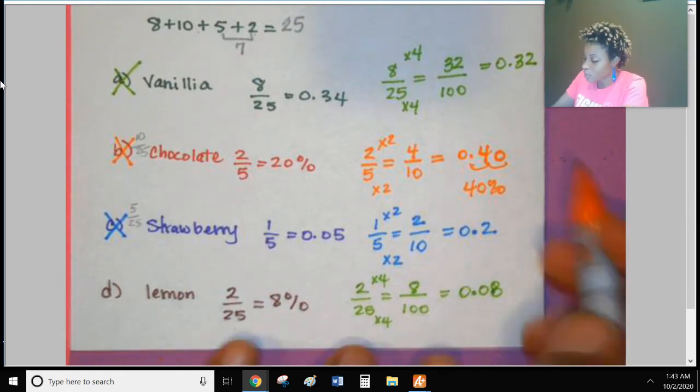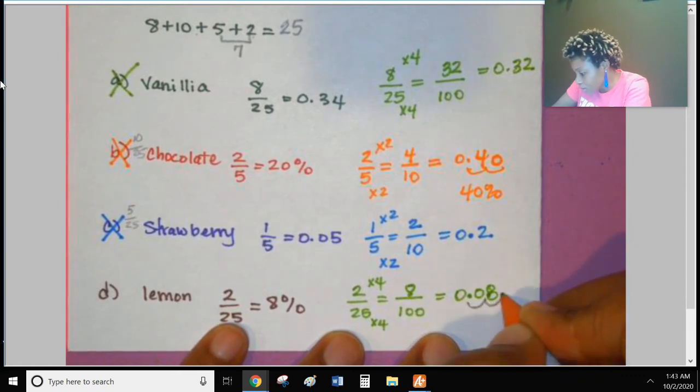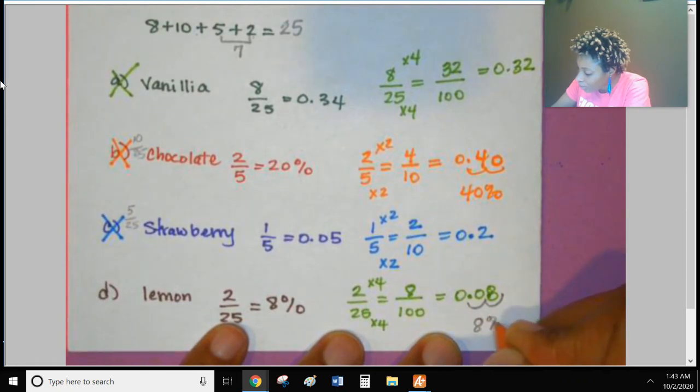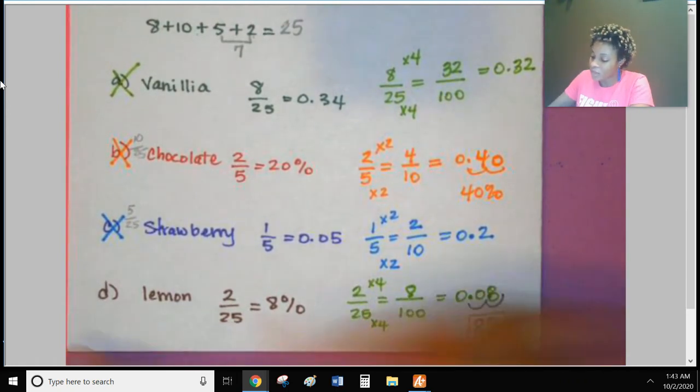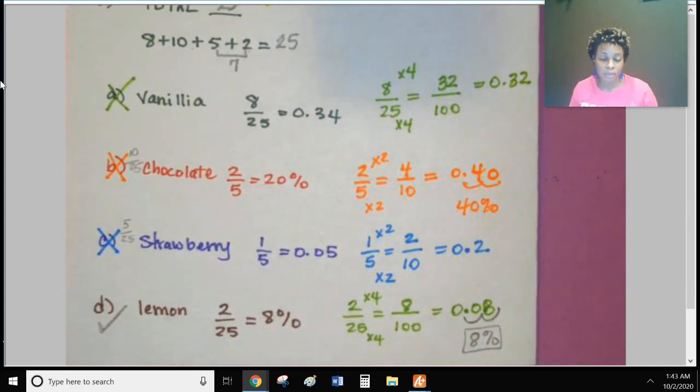Well, what would this be as a percent? To go from a decimal to a percent, 2 places to the right, my decimal point would be there. So it would be 8%. The answer is lemon. This one is true. Which one is true? The lemon is true.